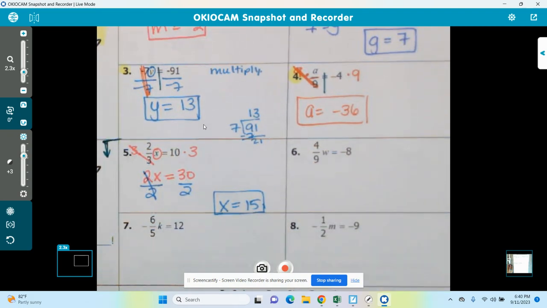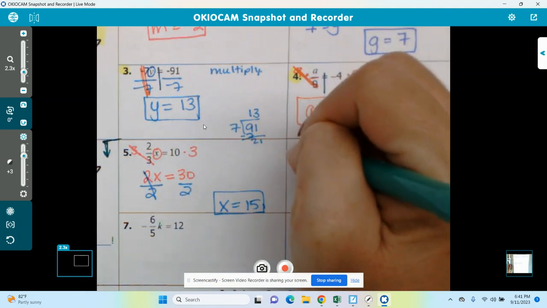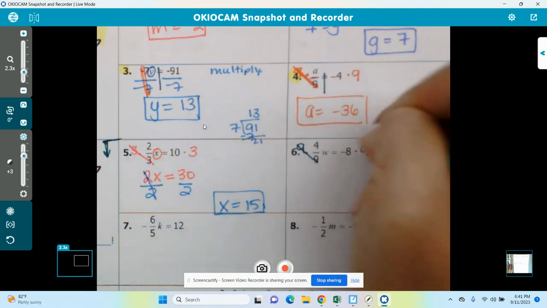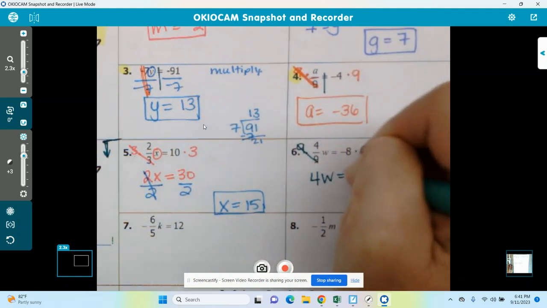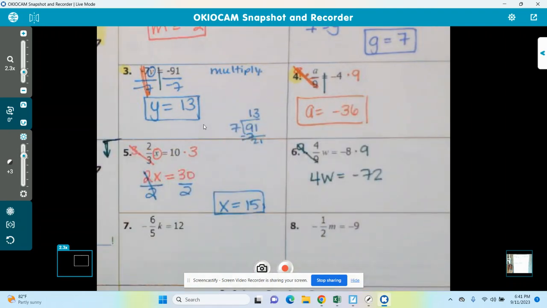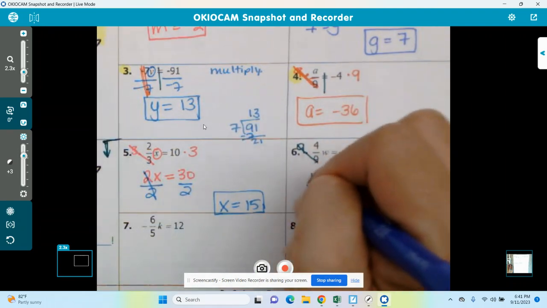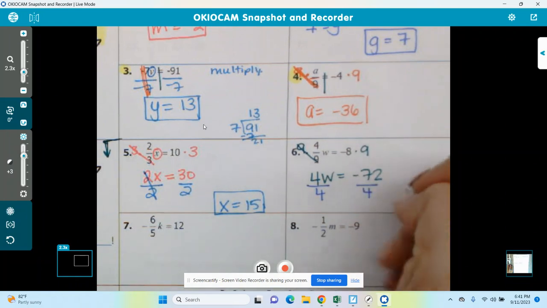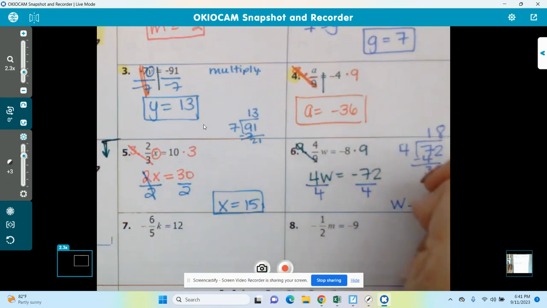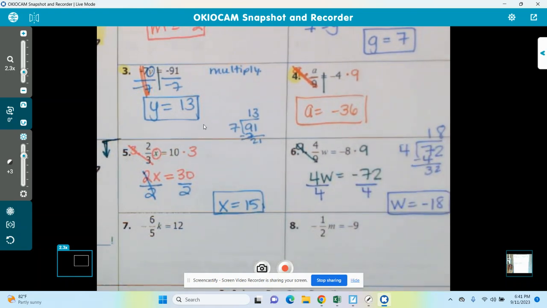Same thing over here. So I'm going to start by multiplying both sides by this 9 to get rid of the 9. So then 4w is going to equal -72. Then I'm going to divide by that 4. And again, y'all, without a calculator, we can divide by hand. 4 goes into 7 once, and 4 goes into 32 8 times. So it's going to be negative 18, because a negative divided by a positive is a negative.